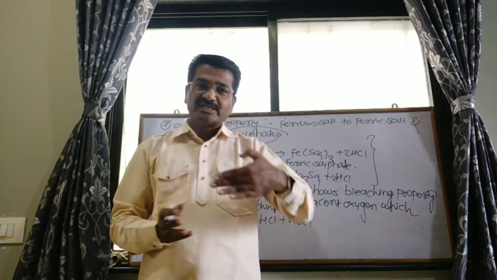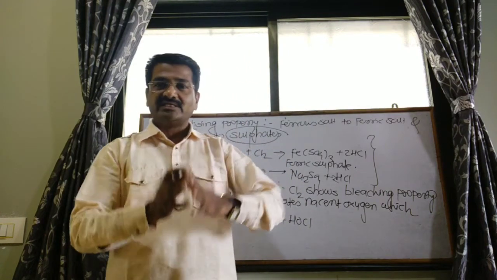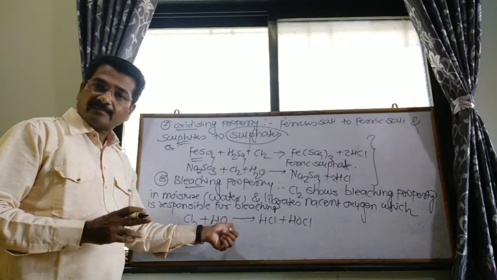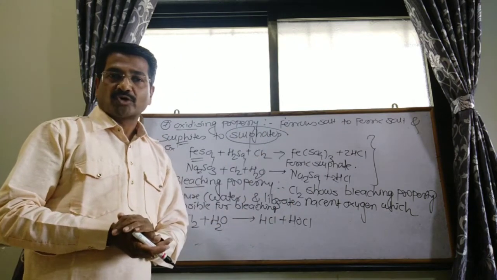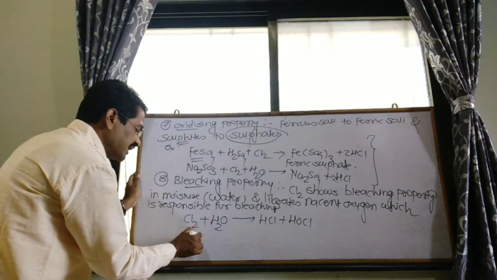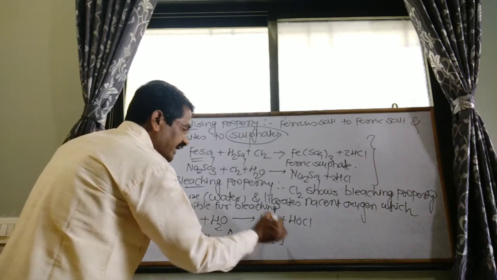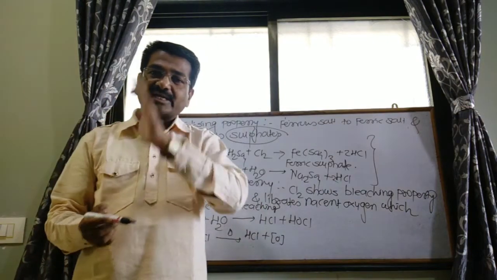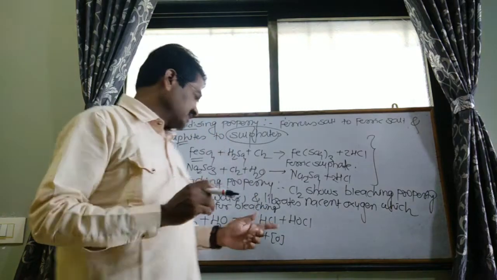Means the oxygen is removed from that chlorine compound that reacts with water, and that oxygen is used for the bleaching properties. In the first step, chlorine is dissolved in water to form HCl and HOCl, hypochlorous acid. In the second step, that HOCl is heated to give a single nascent oxygen atom.